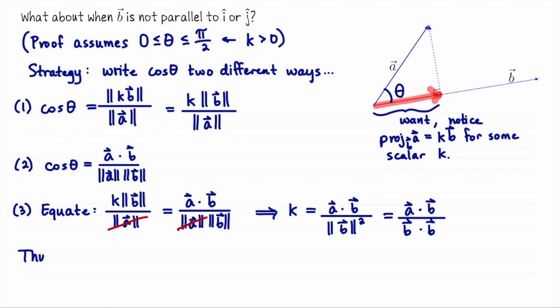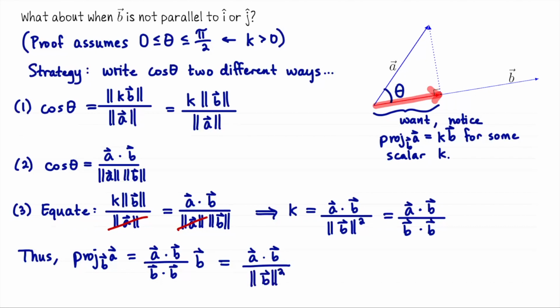And we can say that thus, the projection of a onto b is equal to k times b, but that's a dot b divided by b dot b, so that's k, all times the vector b. Or you could write a dot b divided by the length of b squared times b. Both of those are common ways to write the projection of a onto b.